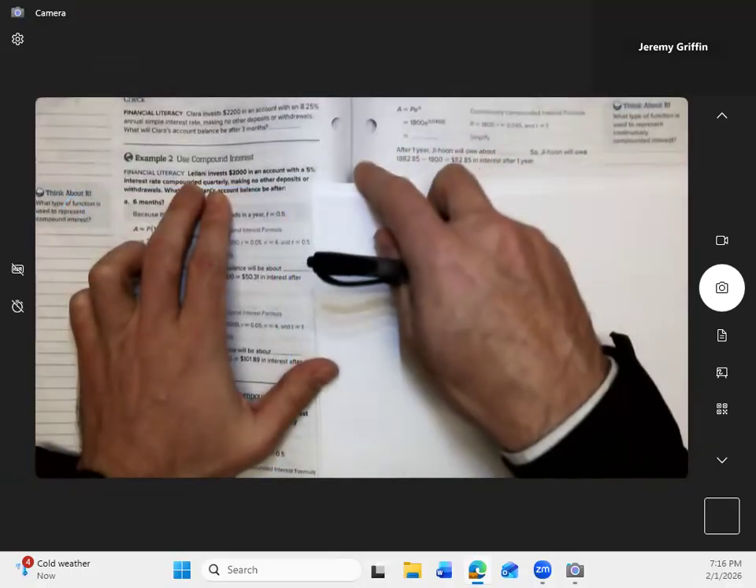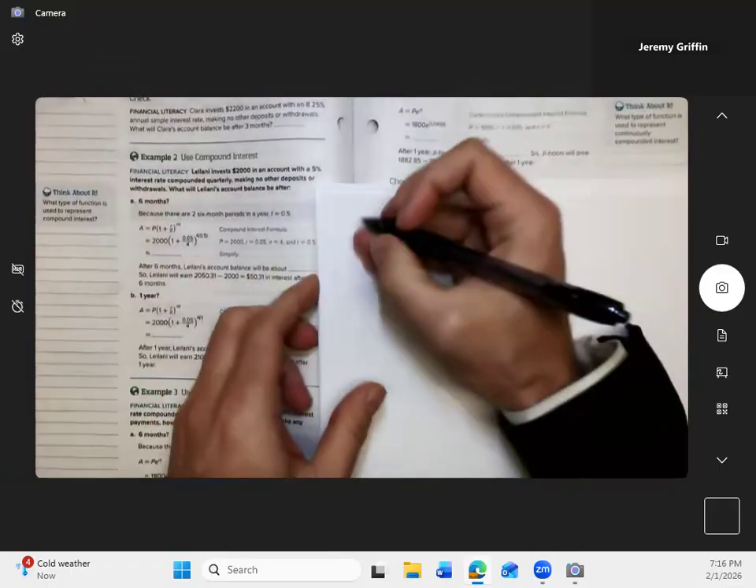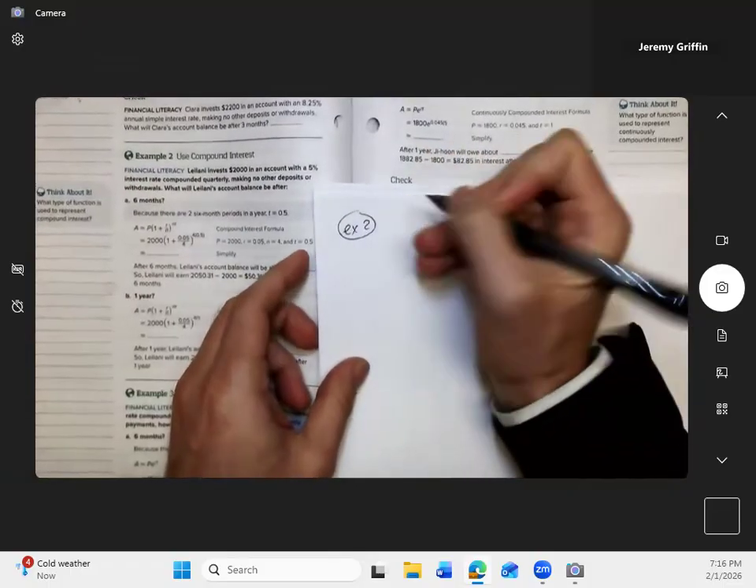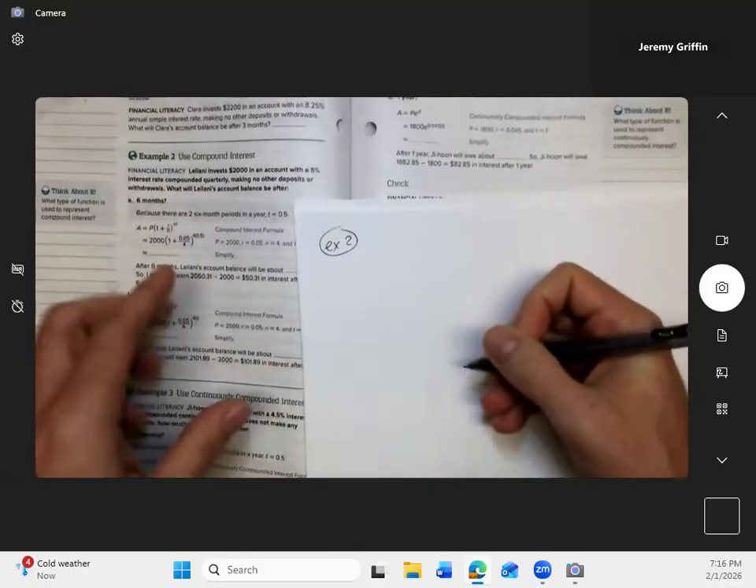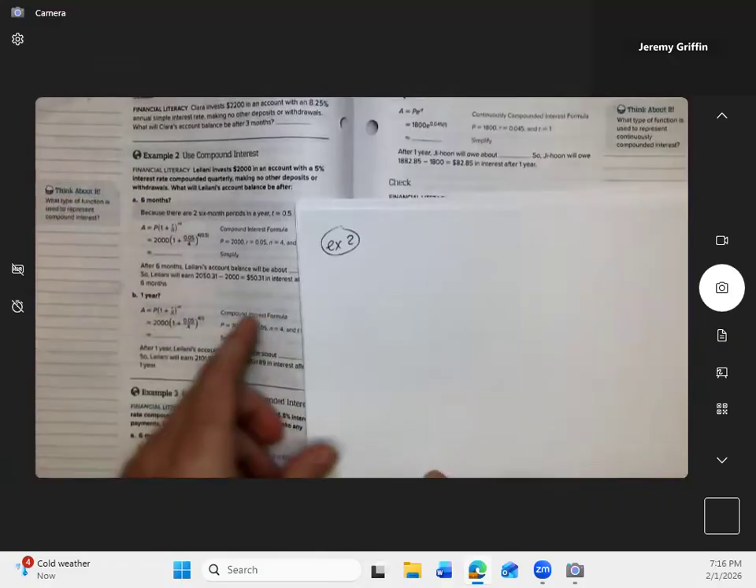Leilani invests $2,000 in an account of 5% interest compounded quarterly. Example two. There are no other deposits or withdrawals, so she's just going to throw in some money and leave it there. What's her account balance after some amount of time?